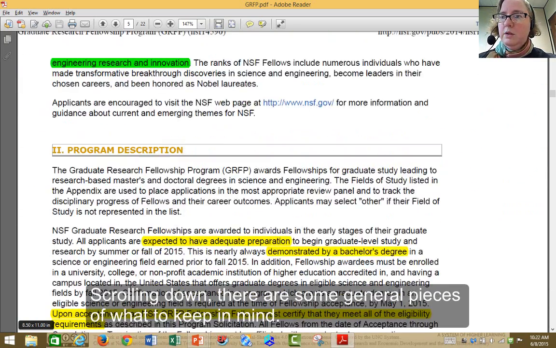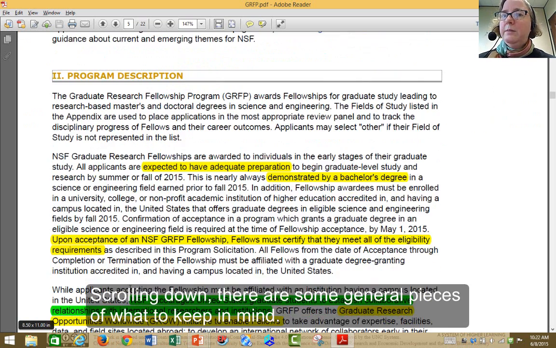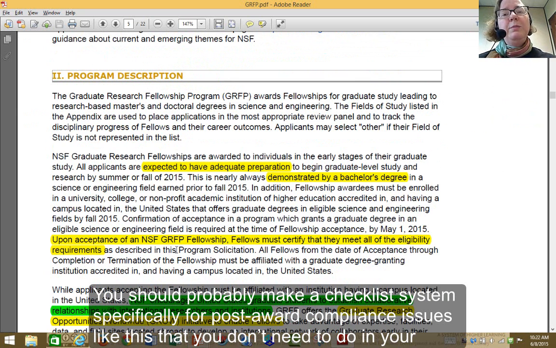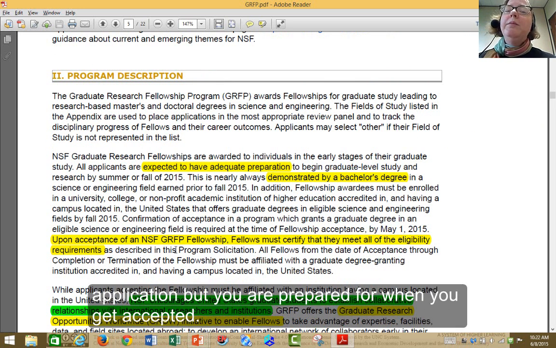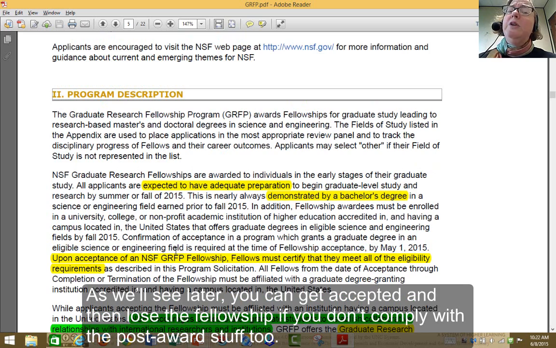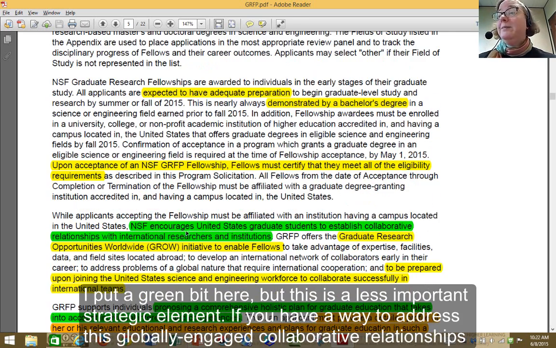Scrolling down, there are some general pieces of what to keep in mind. You have to demonstrate a bachelor's degree and be prepared to certify your eligibility. You should probably make a checklist system specifically for post-award compliance issues like this, so that you don't need to do them in your application, but you are prepared for when you get accepted. As we'll see later, you can get accepted and then lose the fellowship if you don't comply with the post-award stuff too. I put a green bit here.